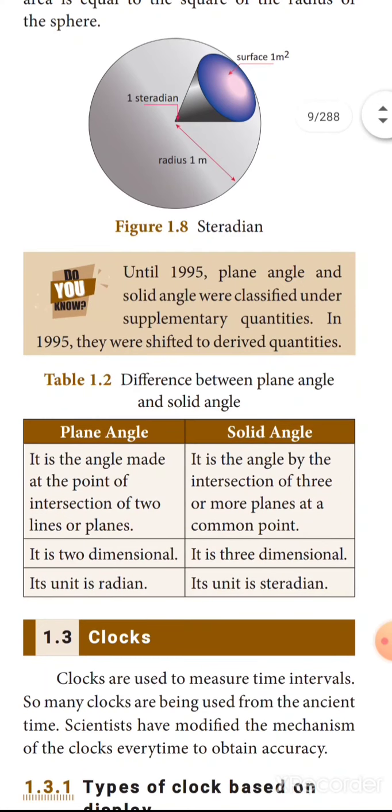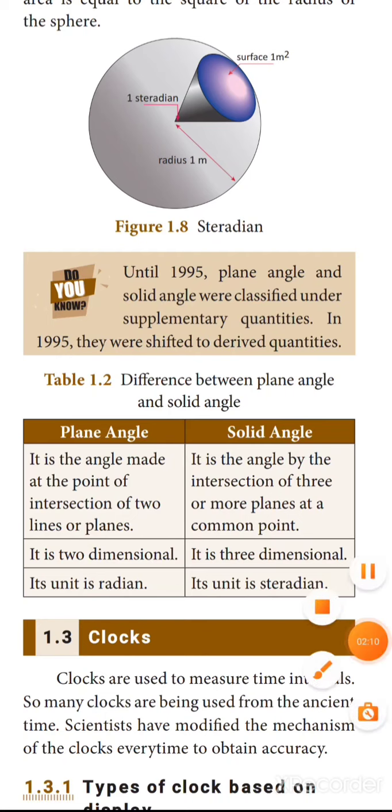You should know the difference between plane angle and solid angle. Easily tell: the plane angle is the intersection of 2 planes, the solid angle is the intersection of 3 or more planes. Plane angle's unit is radian. Solid angle's unit is steradian. Plane angle is 2 dimensional, solid angle is 3 dimensional. That's all. First one, it is the angle made at the point of intersection of 2 lines or planes.